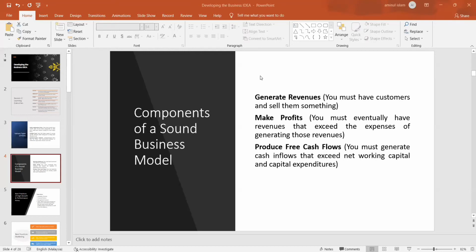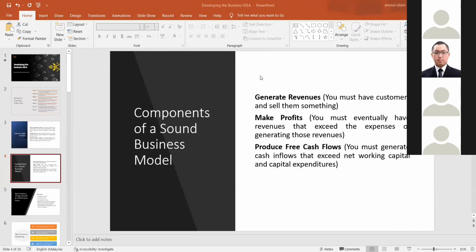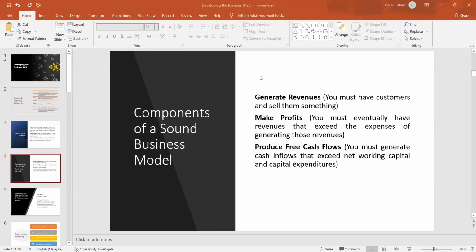So the third one, a very important one that we have to keep in mind, is that we have to produce enough free cash flows. There should be enough cash flows available to run the business. That's what we call net working capital. We have to have enough cash to run the general operations that you do every day. So these are the three very important components of a sound business model. We have to make sure we sell enough so that we generate adequate revenues to sustain. Then just generating revenue is not enough. We have to make sure we manage and control our costs and expenses so that we end up having some profit.